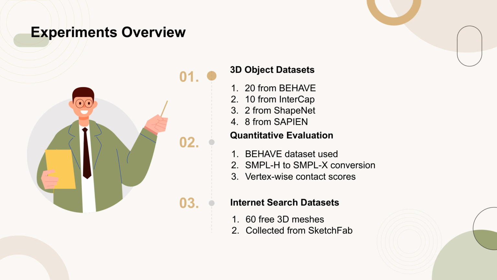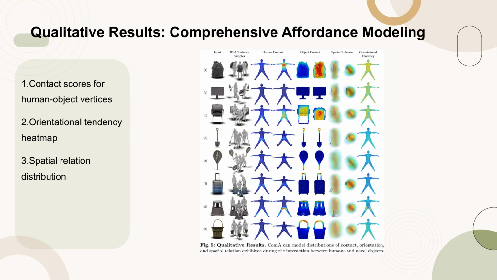Figure 5 presents qualitative results demonstrating how comprehensive affordance (ComA) models distributions of contact, orientation, and spatial relations during human-object interactions. The figure shows contact scores as heat maps for various objects, indicating conventional usage patterns. It also visualizes the orientational tendency of human body parts relative to the object, highlighting fixed orientations due to attachments or restrictions. Additionally, the spatial relation distribution shows the relative positions of the human body during interactions, aligning with general human usage for objects with multiple utilities and geometries.